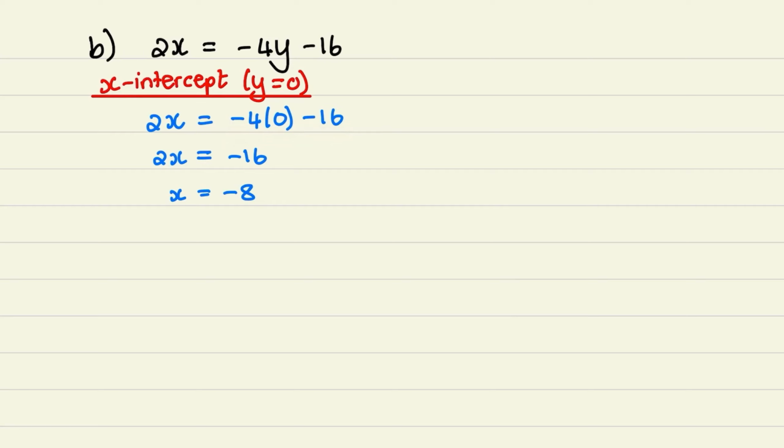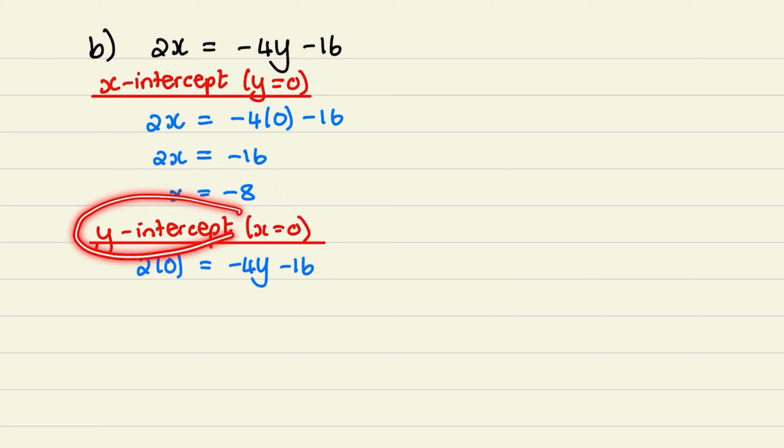And when I simplify it, minus 4 times 0 is equal to 0. So on the right-hand side, I have negative 16. And then I divide both sides by 2. That leaves me with x equal to negative 8.